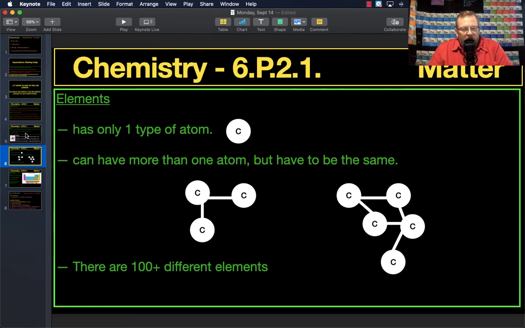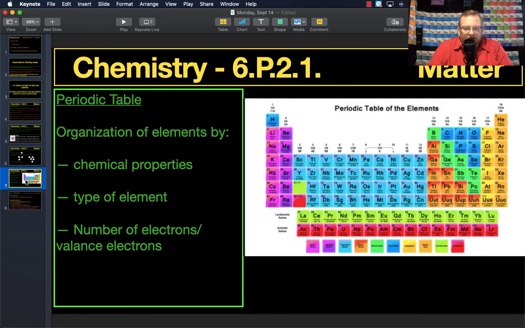Now there are over 100 different elements. So if we were talking about an element of hydrogen, there would just be H's. If we're talking about an element of oxygen, there would just be O's. So elements are just one type of atom. Well, how do we understand elements? Well, that's what the periodic table of elements is for.